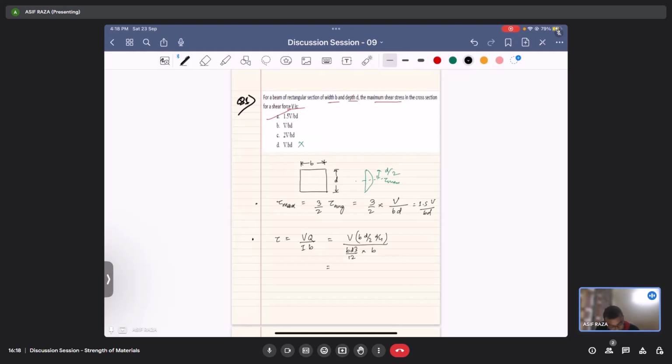Let's simplify this. So we'll get V bd square upon 8, here we have b square d cube upon 12, and this can be simplified as 4 to the 8, 3. So 3 by 2 V upon bd. So that is what we got earlier.